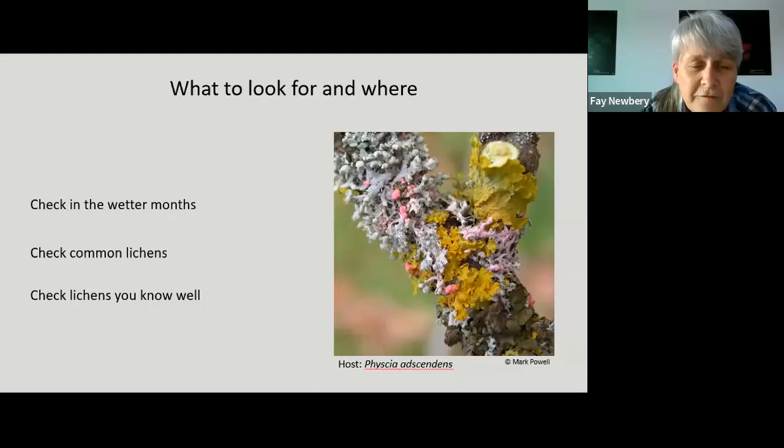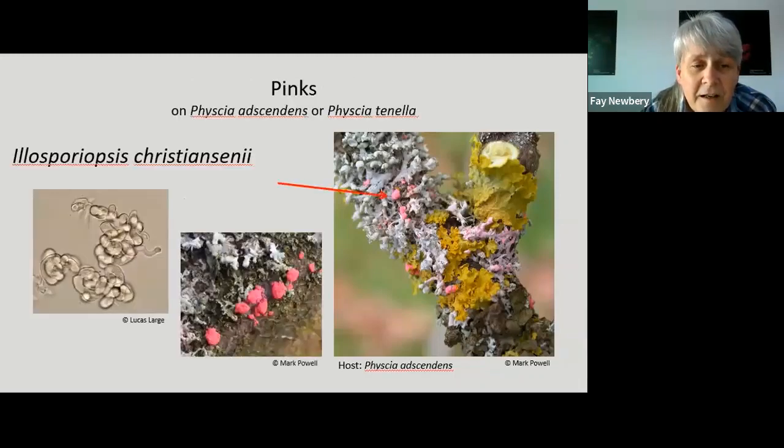Most of the time, you don't even have to be able to tell Physcia adscendens from Physcia tenella, because they're so closely related genetically that the lichenicolous fungi that grow on one tend to always grow on the other. So pinks is a good place to start. On either of those two grey lichens in nitrogen-rich communities, and you'll see that this yellow lichen is always alongside them in that community.